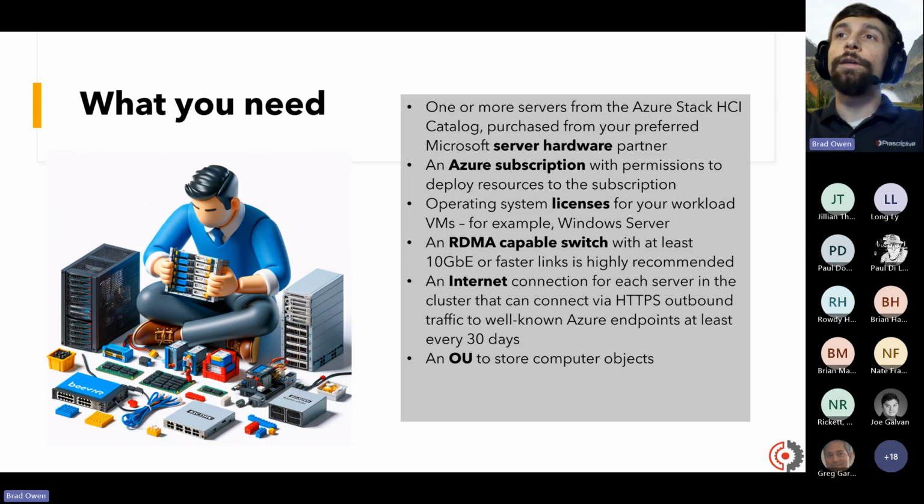Operating system licenses for your workload VMs, for example, Windows Server, Red Hat. Making sure those are licensed appropriately is important, of course. We also require an RDMA capable switch with at least 10 gigabit Ethernet or faster links. It's actually not a requirement, but it's highly recommended. We'll get into that a little bit more in a future slide.